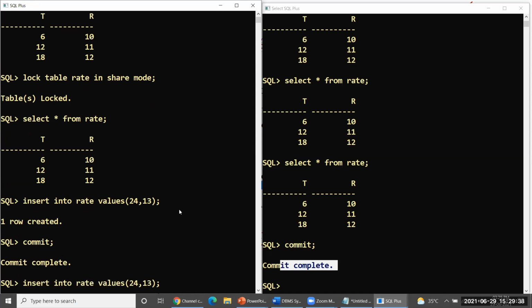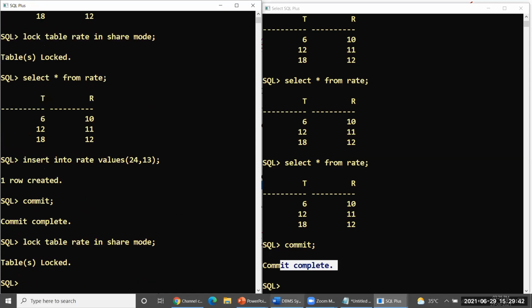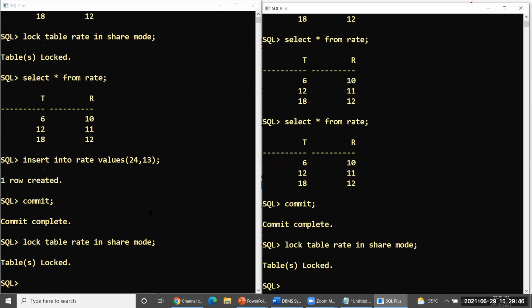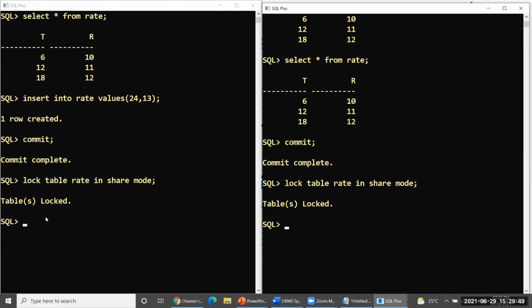Then let me take one more time. Let me take the lock operation. Here also one more time, let me take the lock operation. Yes, both have taken the locks. Now this person is trying to insert into rate values. The next value could be, for example, 30 followed by 15 or 14, whatever. Okay, 14. He will be put into deadlock mode here.